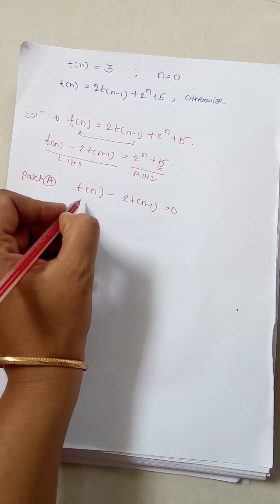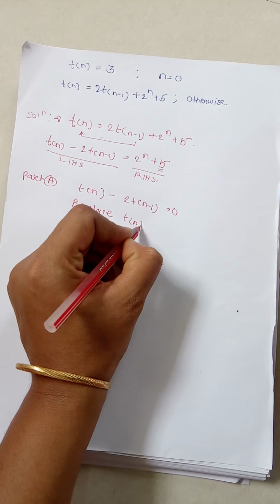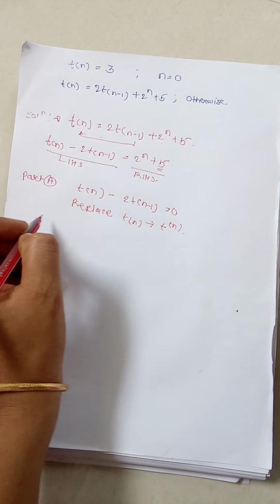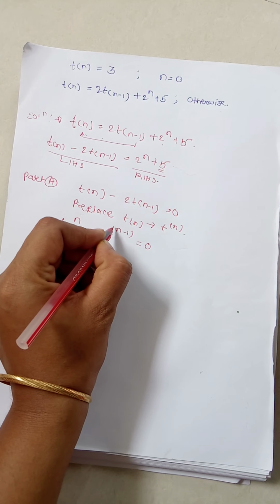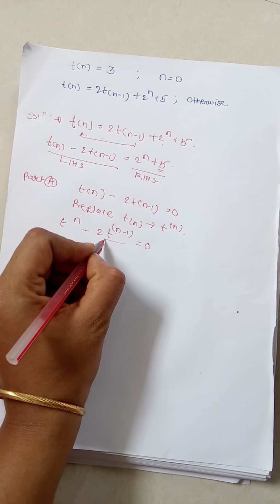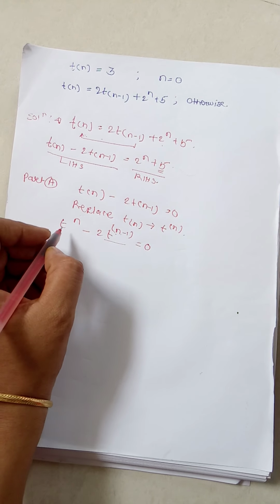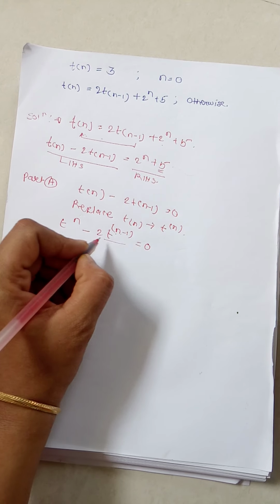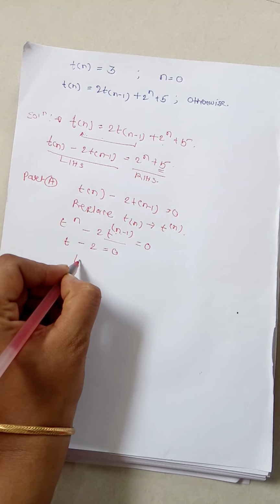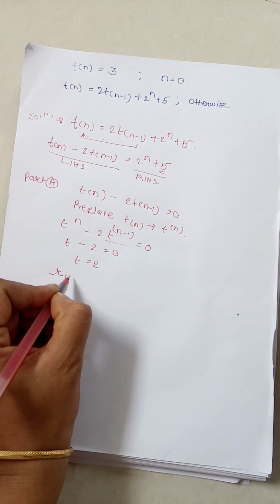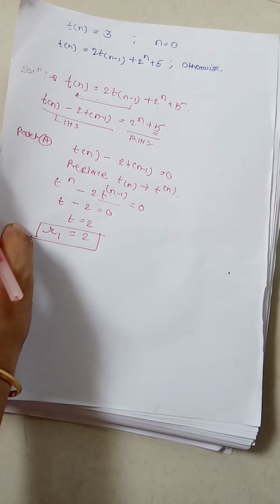Fine. So first of all we will replace T of n by t to the power n. Fine. That's why t to the power n minus 2 t to the power n minus 1 is equal to 0. Fine. As the lowest power term is t to the power n minus 1, what we will do is divide the whole equation by t to the power n minus 1. Fine. So we will get t minus 2 is equal to 0. So t is equal to 2. That is my first root, r1 is equal to 2. Fine. So I get the first root using part A.